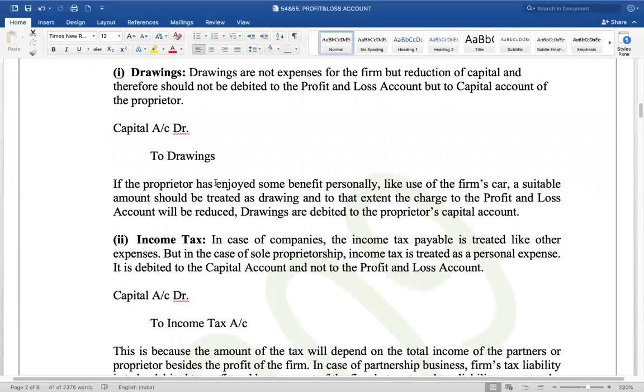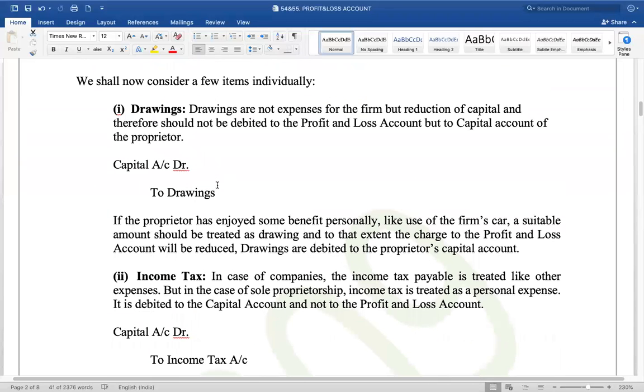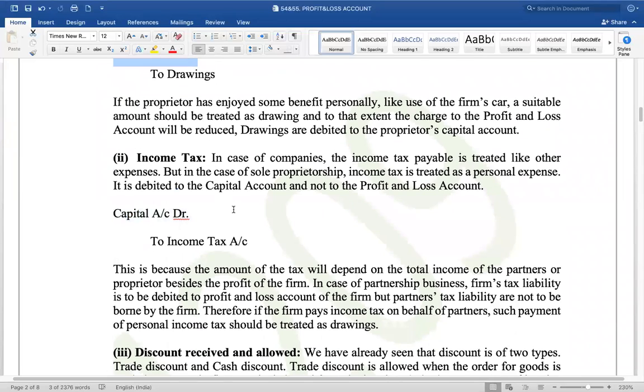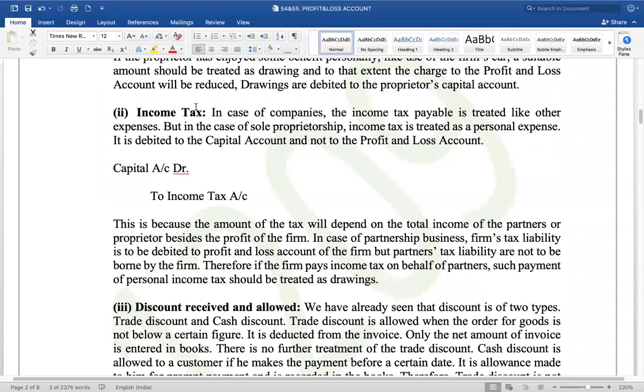Now, let me tell you some important points while you're preparing the profit and loss account. Now, drawings are not expenses. So they are to be deducted from the capital. Capital account debit to drawings. It is to be deducted from the capital, not in the profit and loss account.